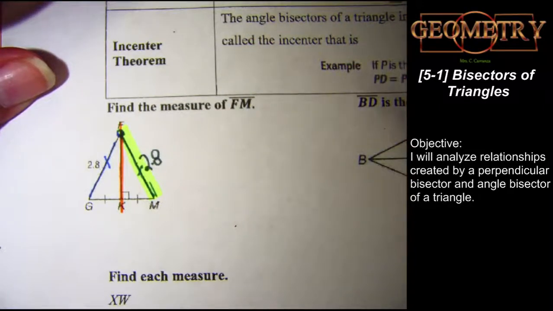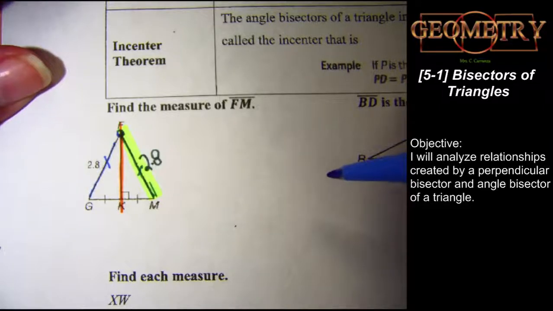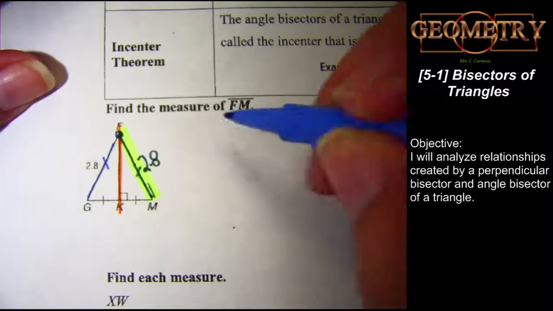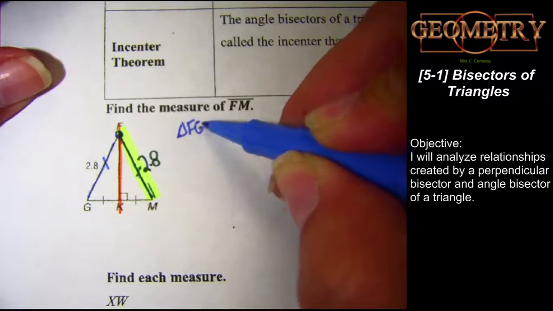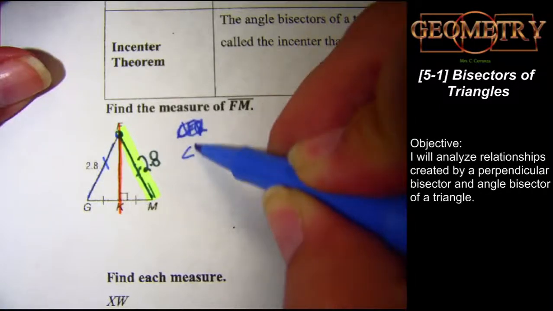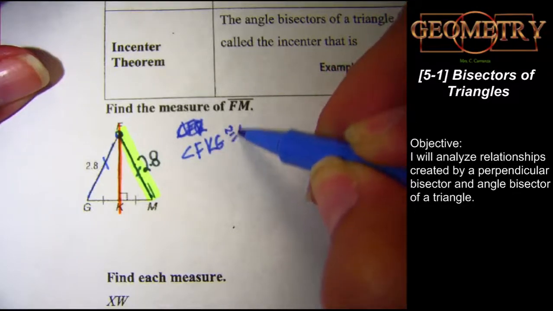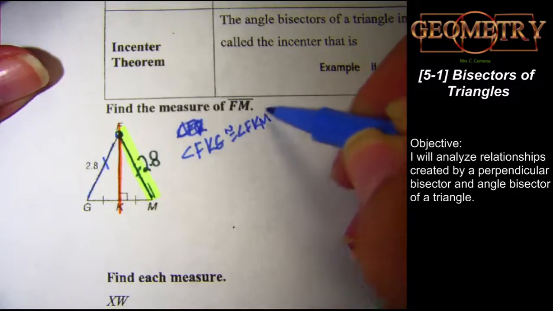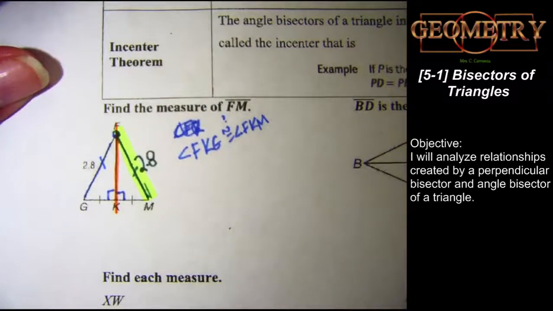The point F is equidistant to G and M. Exactly. Is angle FKG the same as angle FKM? Yes. Also, that means they're both 90 degrees, because it's a perpendicular.